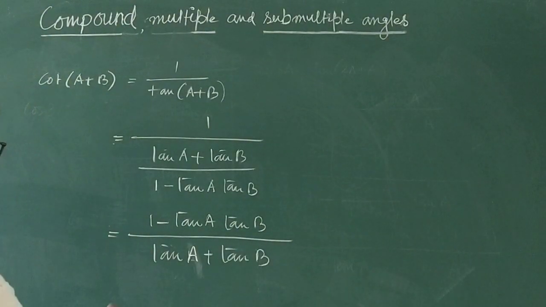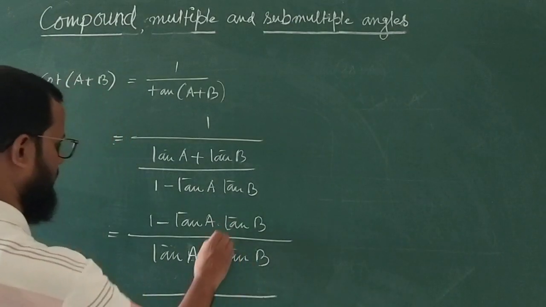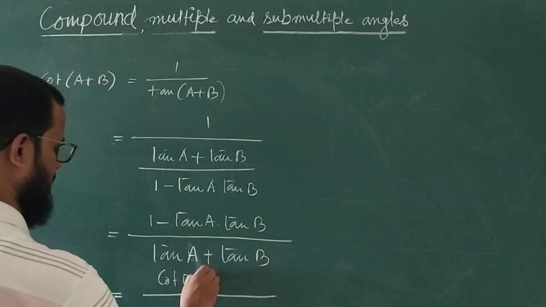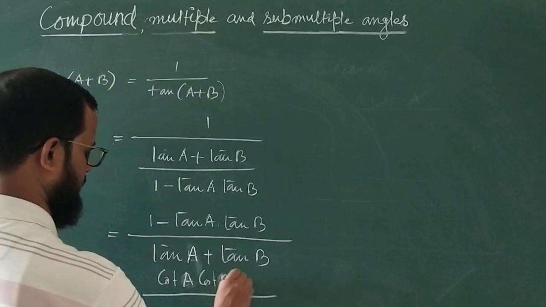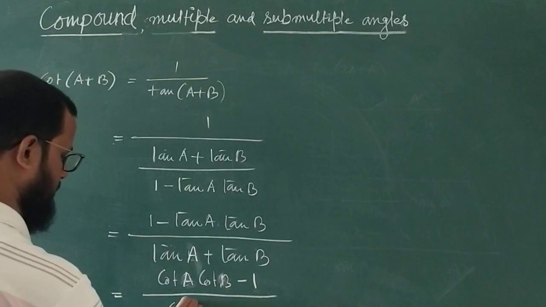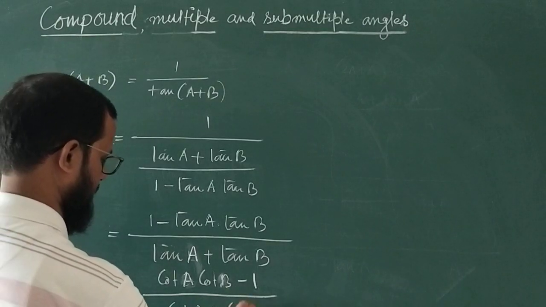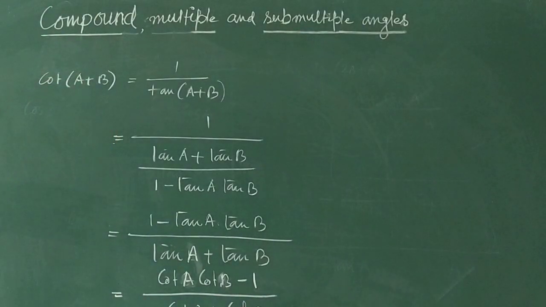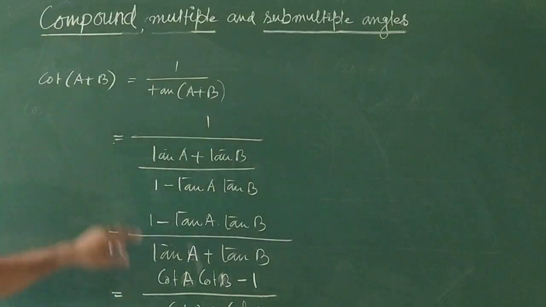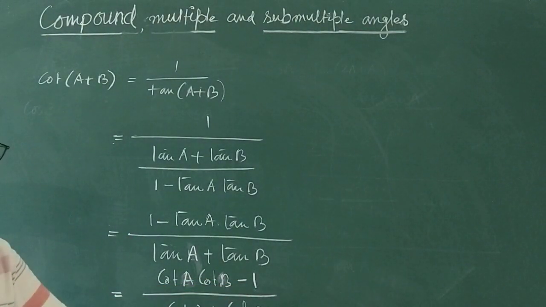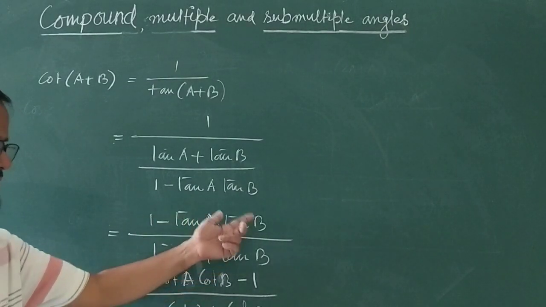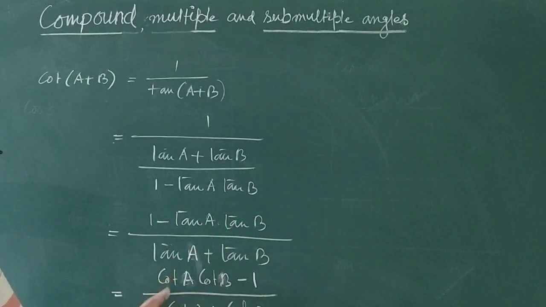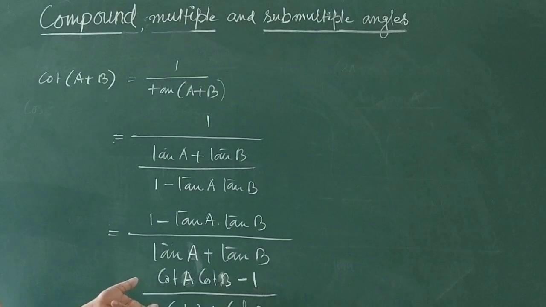I am telling you, it is cot B into cot A, or you can say cot A into cot B, minus 1, divided by cot A plus cot B. Okay, this will be your final result. So cot of A plus B equals (cot A cot B minus 1) divided by (cot A plus cot B), if after converting tan A in terms of cot A, tan A equal to 1 by cot A, tan B equal to 1 by cot B, and doing the calculation, you will get this particular result. Okay, this is important.